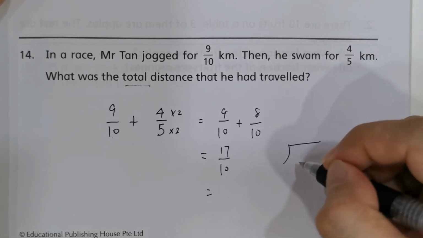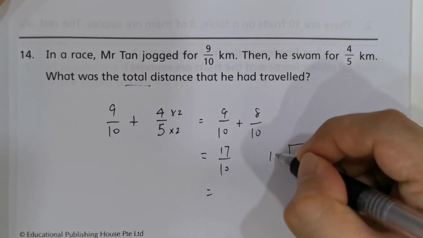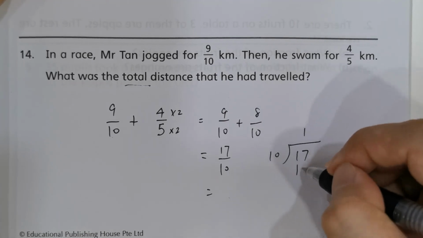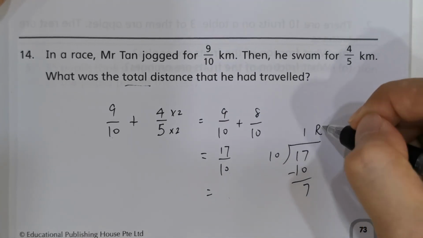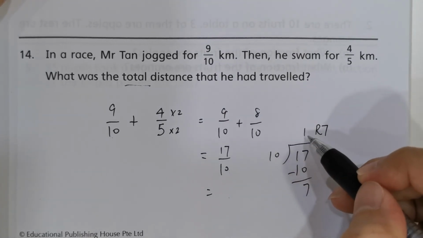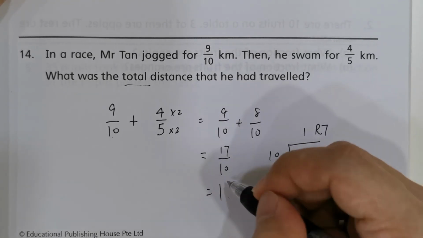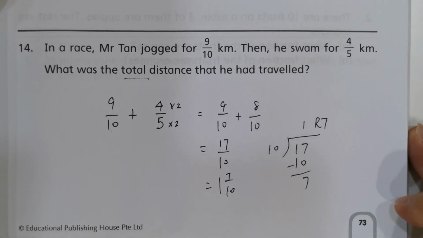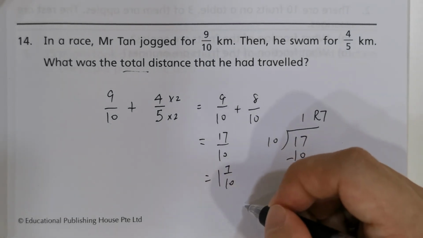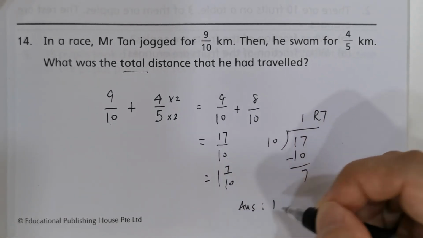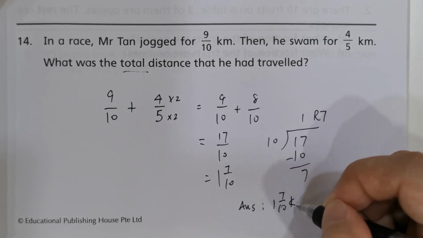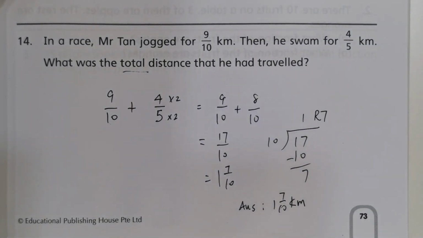Remember to do your long division. 17 divided by 10, 10 times 1, 10. You get 7, remainder 7. So this is your whole number. Your fraction, 7 over 10. So what is the total distance? Answer: total distance will be 1 whole, 7 over 10 kilometers. Do you understand this now?